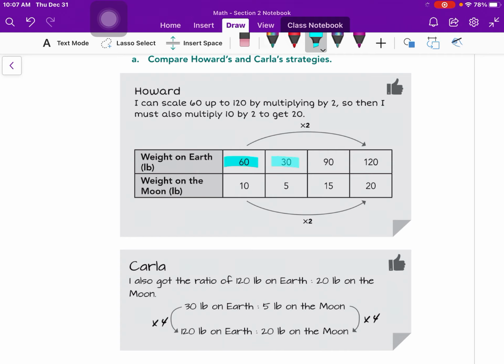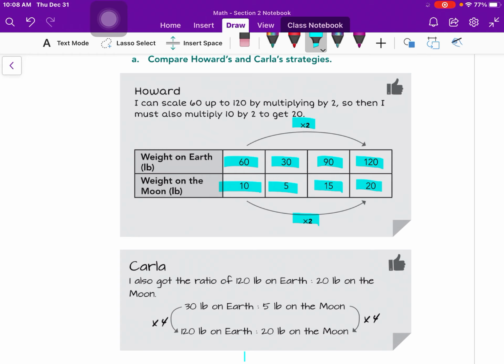He's got the same table that we set up and saw on the other page. And it says, I can scale up 60 to 120 by multiplying by 2. So then I must also multiply 10 by 2 to get 20. So he's saying 120 pounds on Earth is 20 pounds on the moon. Makes sense. Carla, on the other hand, she said she also got the ratio of 120 pounds on Earth to 20 pounds on the moon.